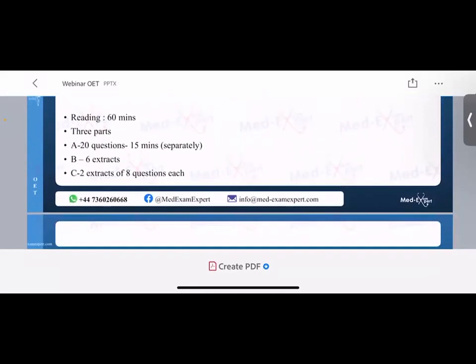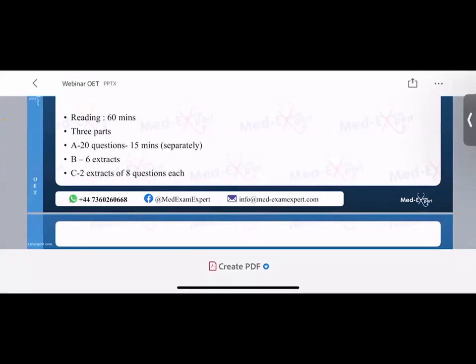Now come to the reading part, which is 1 hour, 60 minutes, and there are 3 parts as well, just like the listening module. Part A consists of 20 questions, and you will be given 15 minutes. This is separate time for part A, because after 15 minutes the invigilation team will collect your sheets for part A, and you will not be allowed to write anything else on your answer sheet after that. Another 45 minutes will be given only for part B and part C.